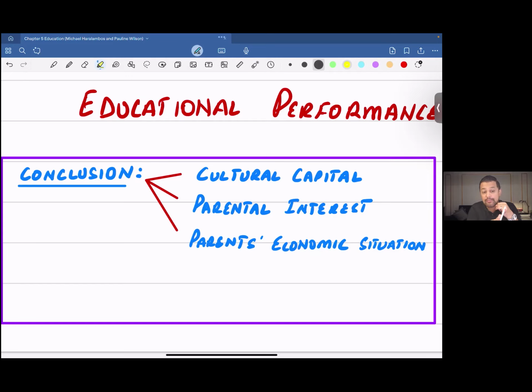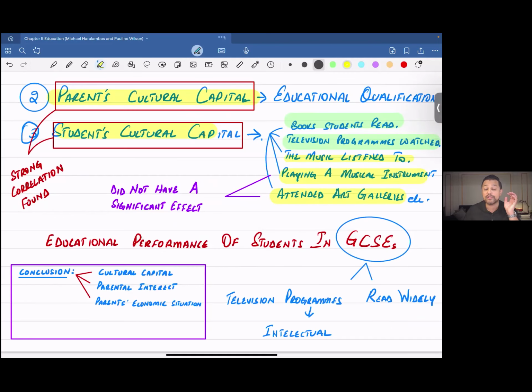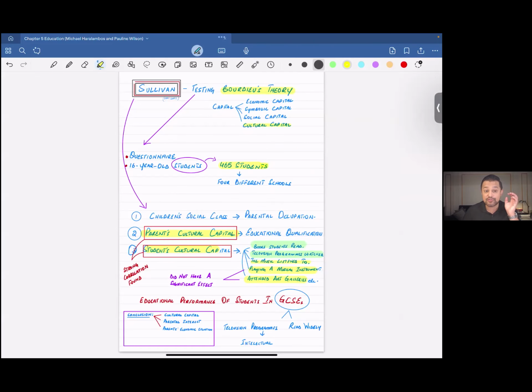Along with the cultural capital, parental interest, according to Sullivan, played an important role. Along with parental interest, the parent's economic situation. Was the parent able to afford it, right? So, in a nutshell, according to Sullivan, it is not just your cultural capital. Along with your cultural capital, there are other factors such as parental interest and parents' economic situation. They also played an important role in terms of determining a child's educational success or failure.